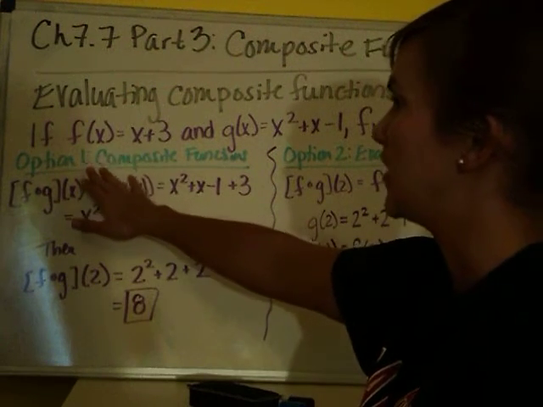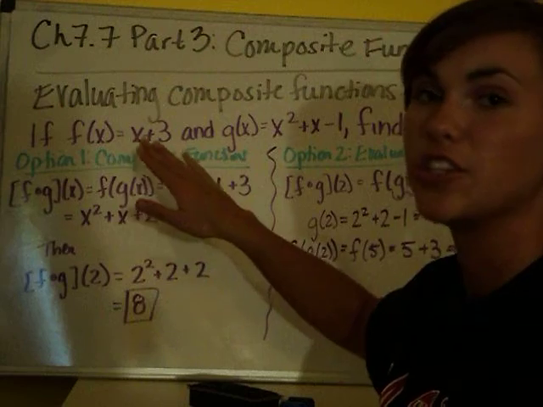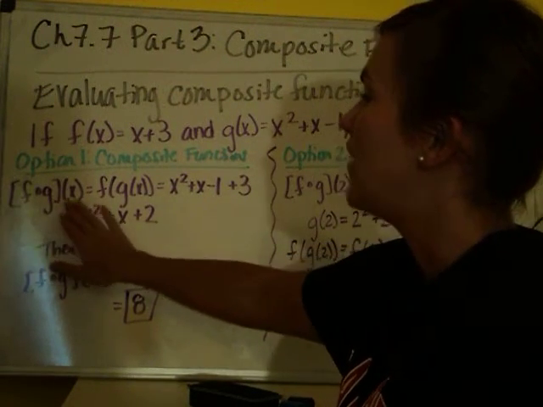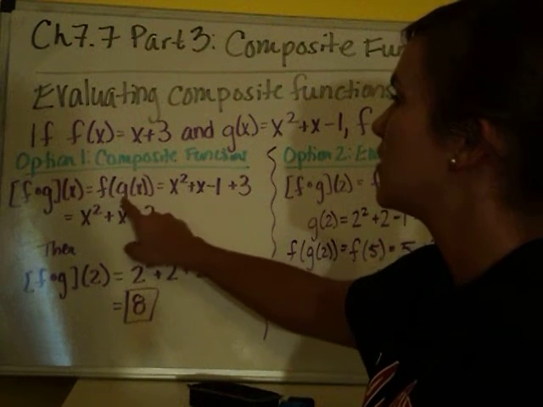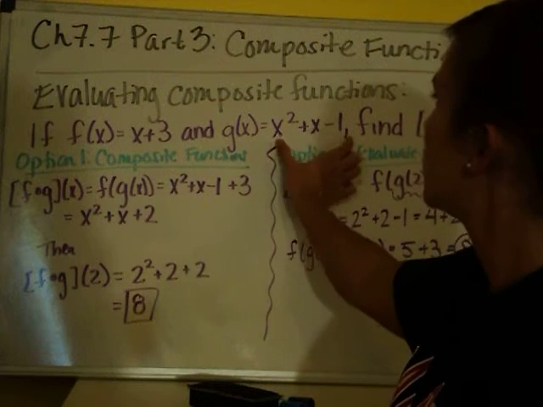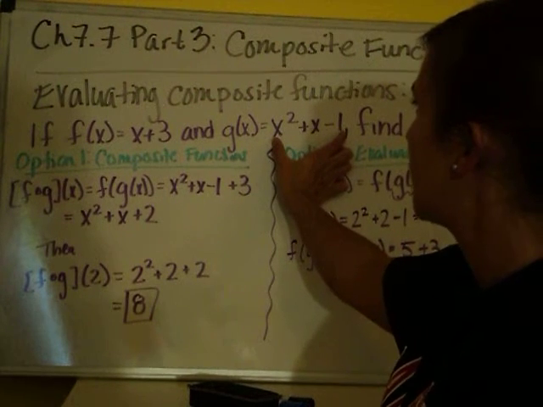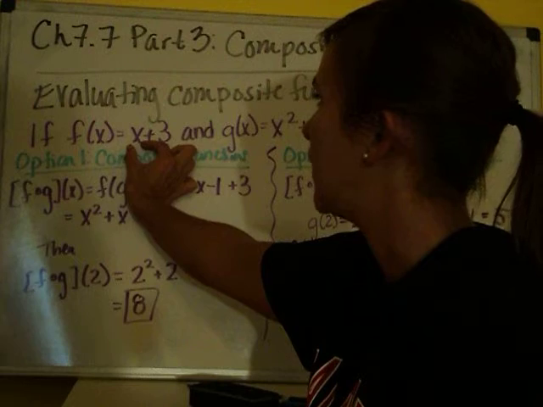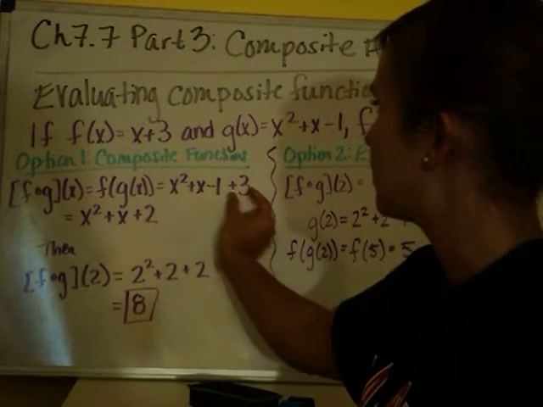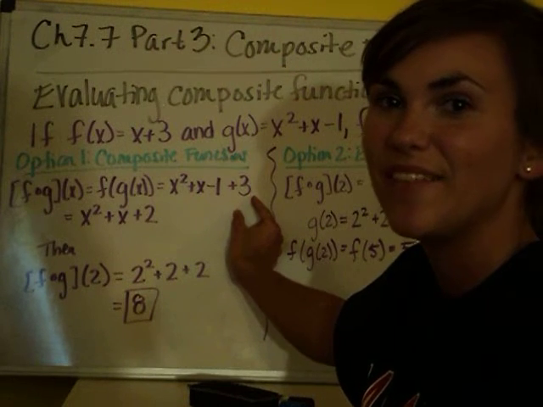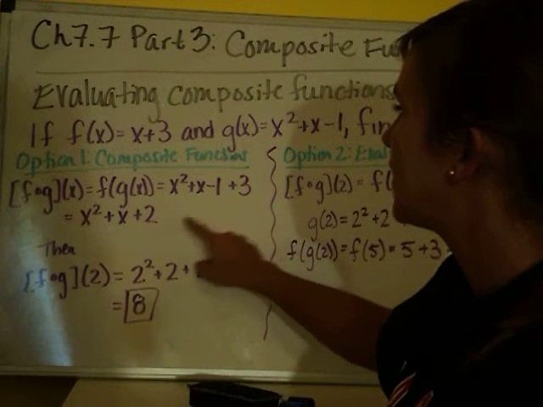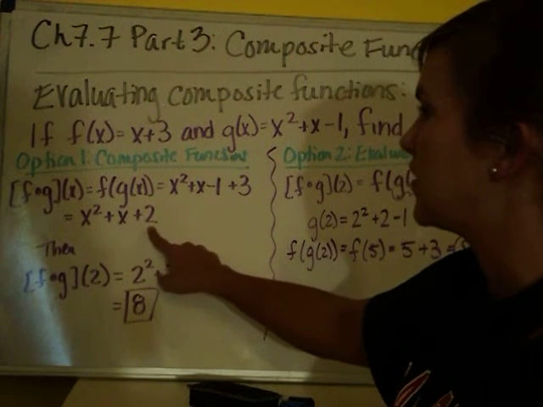The first option is to actually composite the functions first. We know that f of g of x is written like this, so g of x is our input into the function f. We take this g of x and put it where this x is over here. So we take this x squared plus x minus 1, put it right here, and then we have this plus 3. You might recognize these f and g's from 2 days ago. Simplify by combining like terms, and we get x squared plus x plus 2.